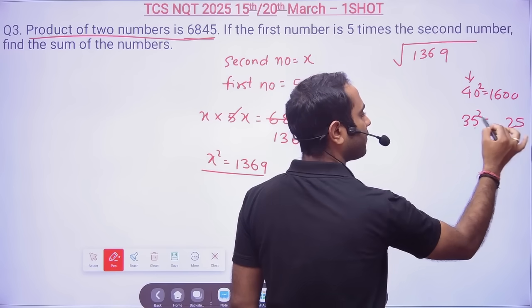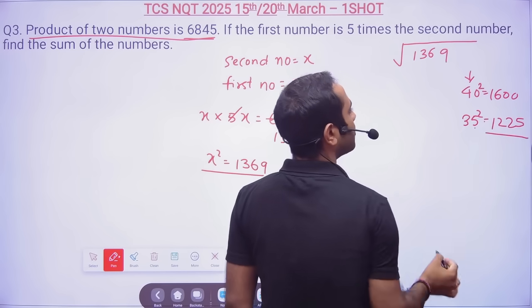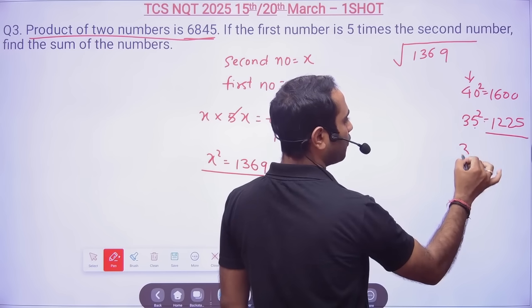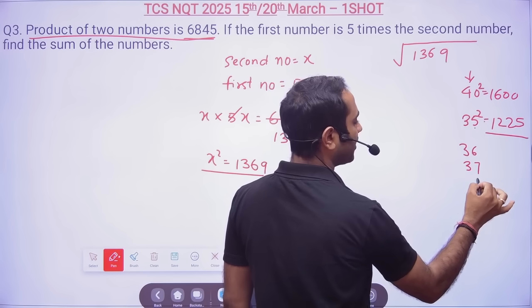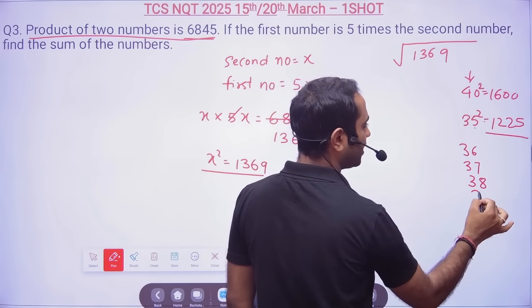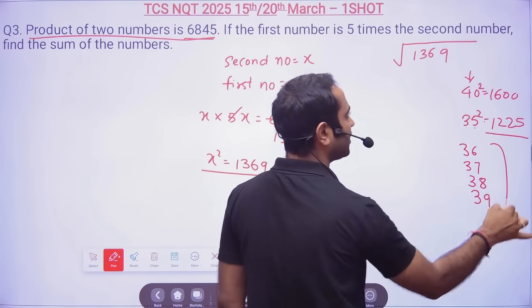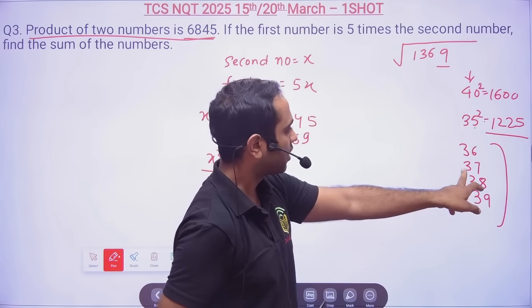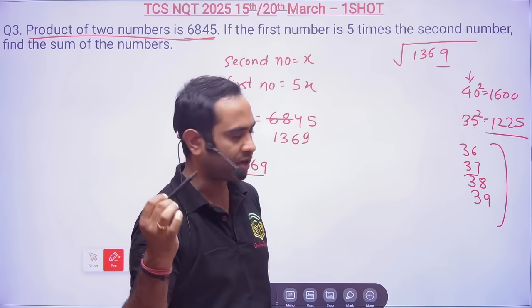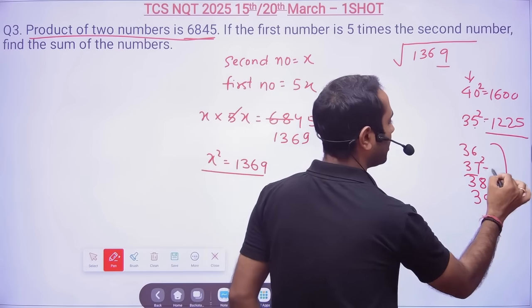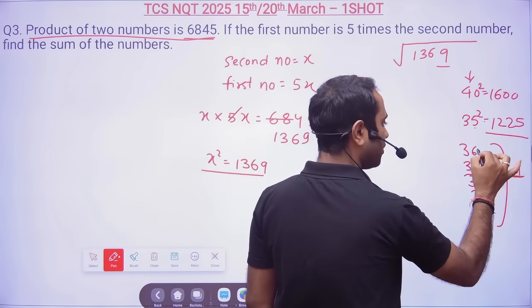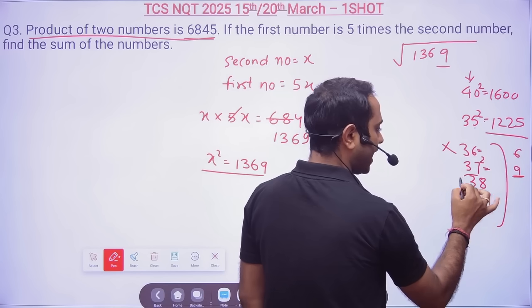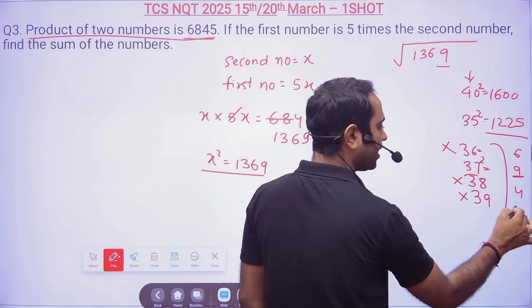5 square is 25 and 3 × 4 is 12. So the square will be 36, 37, 38 or 39. The square root will be in between this. Okay, clear. Here we have 9 at the end. So 37, 7 square is 49. 3 will give you 9 at the end, 6 will give you 6 at the end, 8 will give you 4 at the end, 9 will give you 1 at the end.